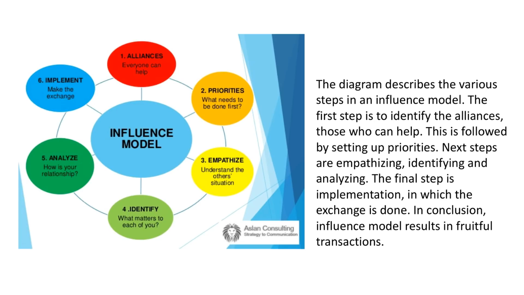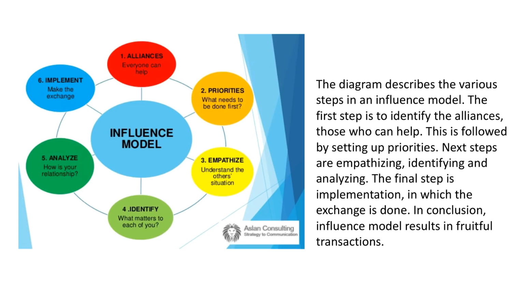And whenever you have a diagram like this or a process diagram like this in which you have different steps, then you should always start with the first step. And then you say the first step is to identify the alliances, those who can help. Now you should try not to read as it is. Don't just say the first step is alliances, everyone can help. Paraphrase, put it in your own words, try to modify that.